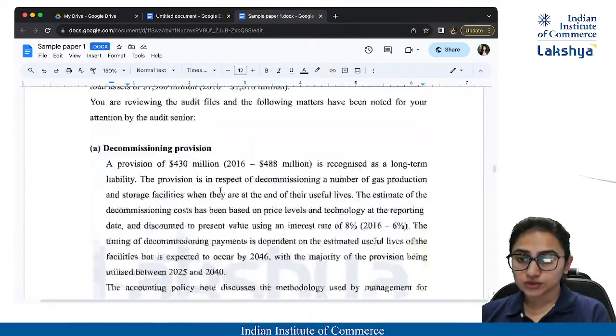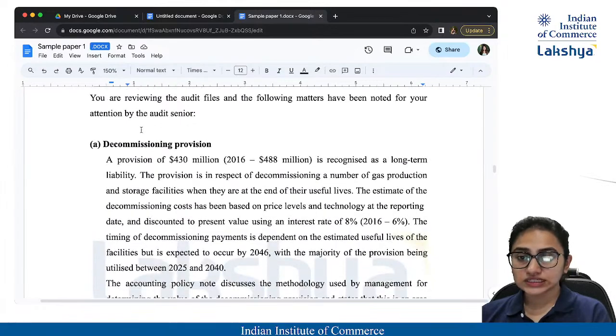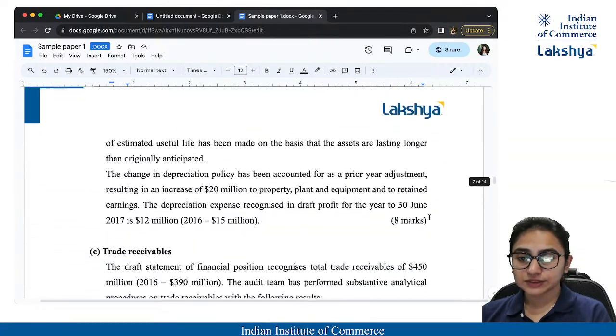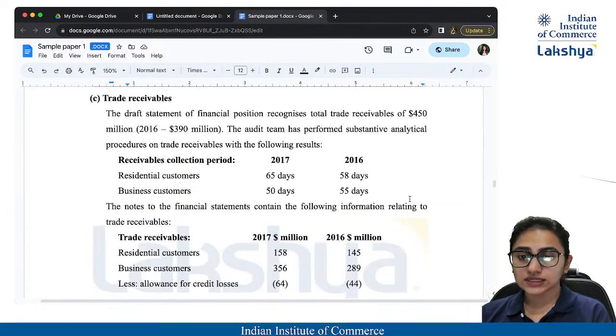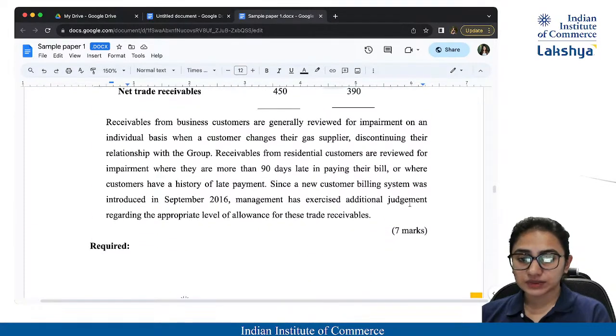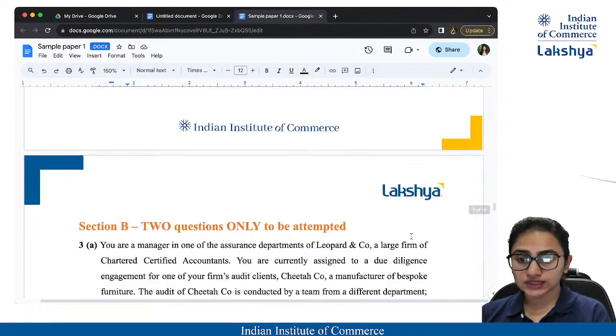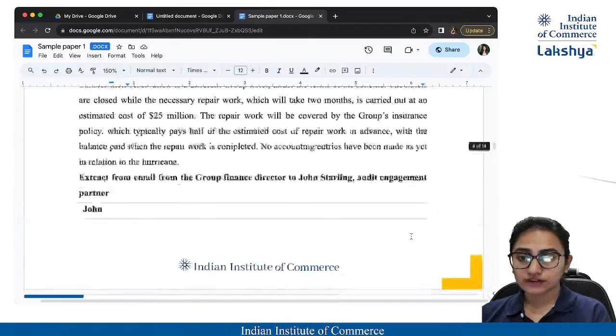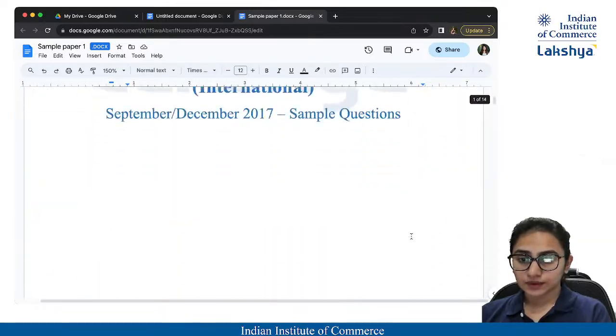So what are the issues? The first issue is the decommissioning provision, for that we have 10 marks. Next is depreciation, for that we have 8 marks. Then trade receivables, for that we have 7 marks. So that is for each of the issues. And then section B, two questions of 25 marks each.